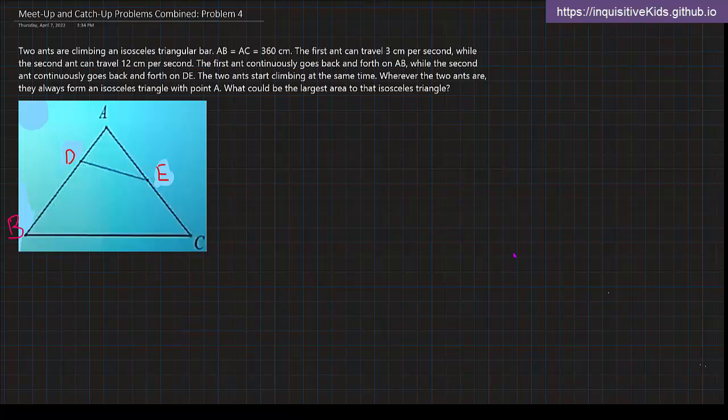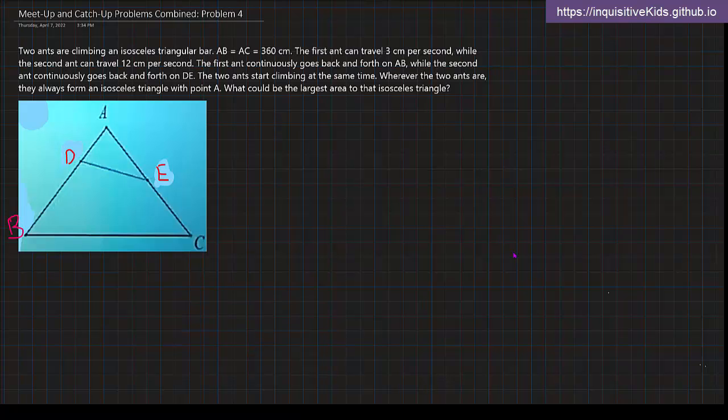This is problem 4 and the last problem in our Made Up and Catch Up Problems combined series. So, as you can see, there is a figure over here, a triangle, and we see the 5 points A, B, C, D, E. So let's see what this problem is all about.